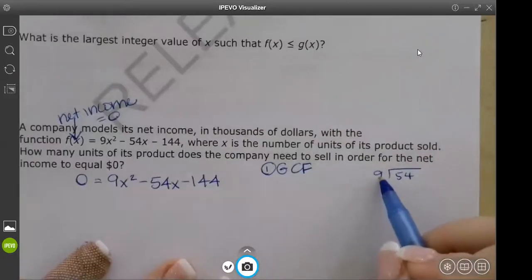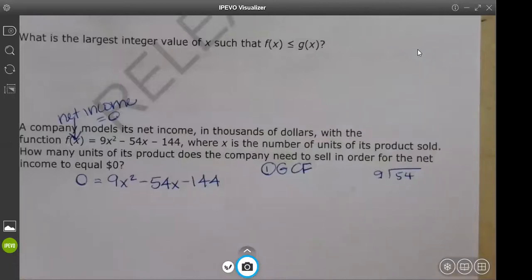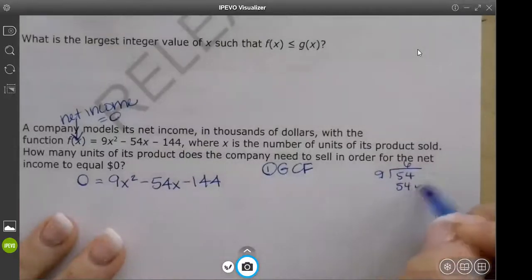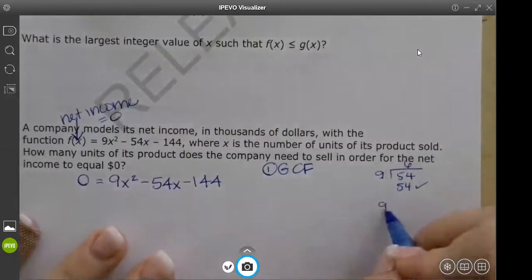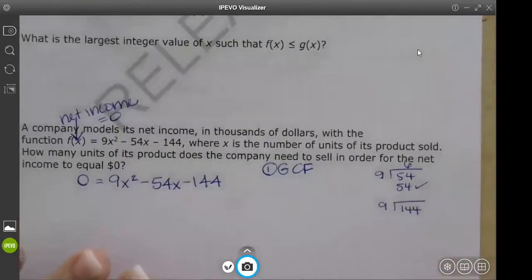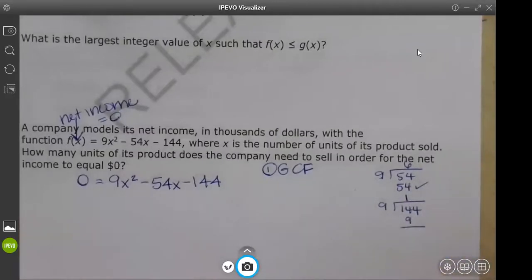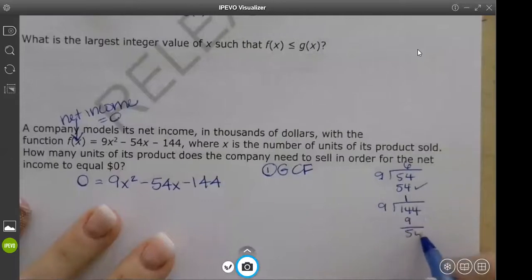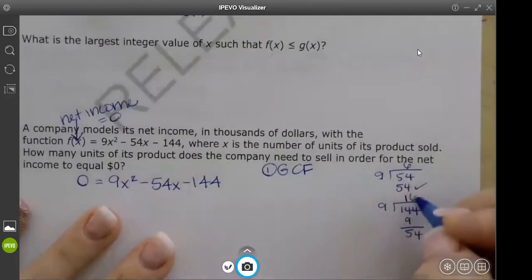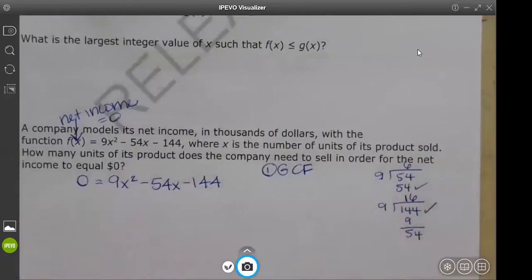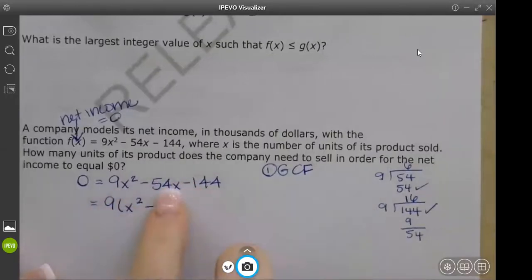So 9 times 3 is 27. I know that one. 9 times 5 is 45. 9 times 6 is 54. So that one works. So what about 144? Think about old school division. 9 will go into 14 one time. 9, 10, 11, 12, 13, 14. That gives me 54. And we just found out that it'll go into 54 6 times. So they're both divisible by 9, which means I can take that out. 54 divided by 9 was 6. 144 divided by 9 was 16.